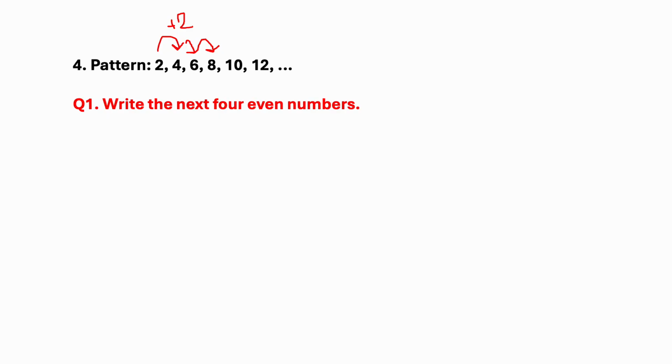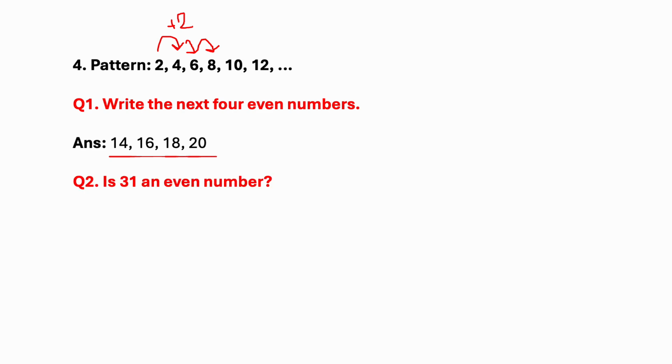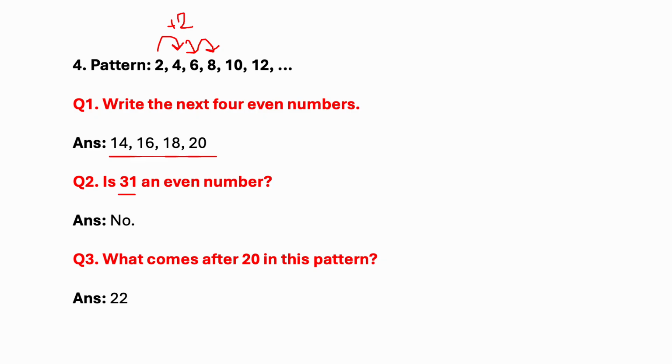So write the next 4 even numbers. 12 plus 2, 14. 14 plus 2, 16. 16 plus 2, 18. 18 plus 2, 20. Is 31 an even number? No. 31 ends with 1. So it is an odd number. What comes after 20 in this pattern? 20 plus 2, 22.